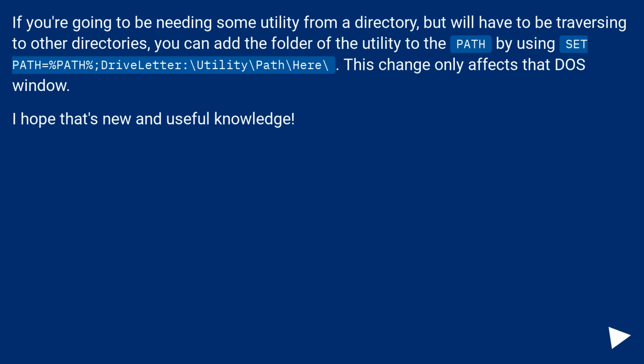If you're going to be needing some utility from a directory, but will have to be traversing to other directories, you can add the folder of the utility to the path by using set path equals %path%;\utility\path\here\. This change only affects that DOS window. I hope that's new and useful knowledge.